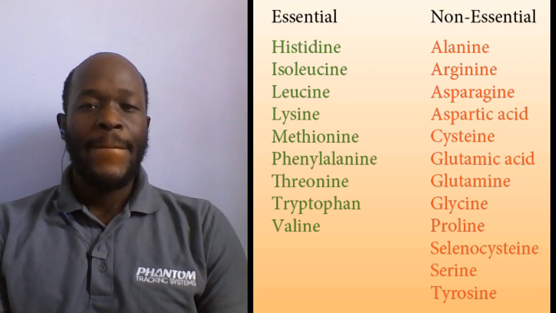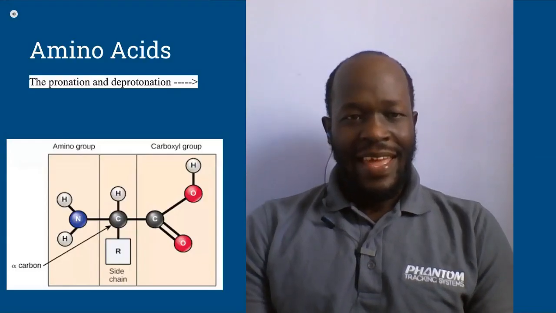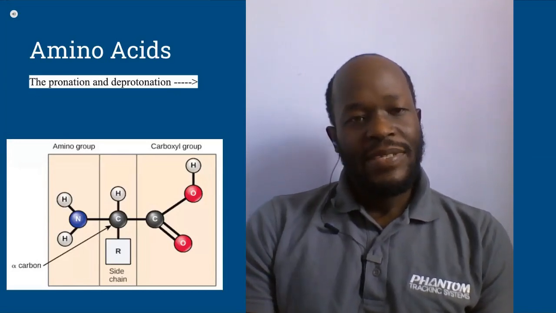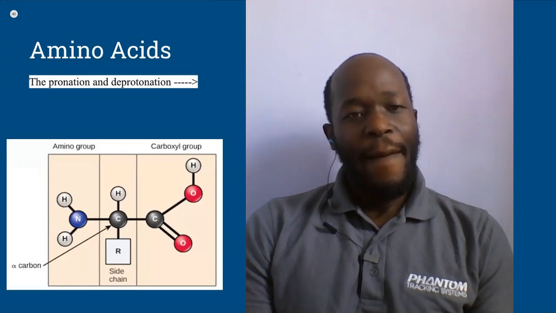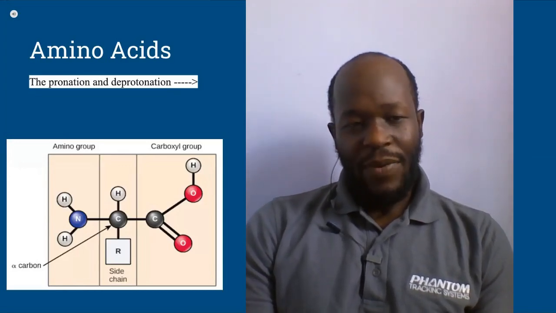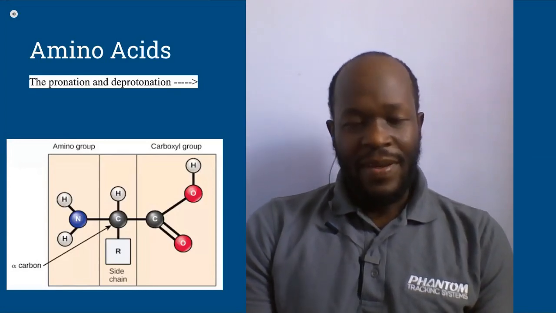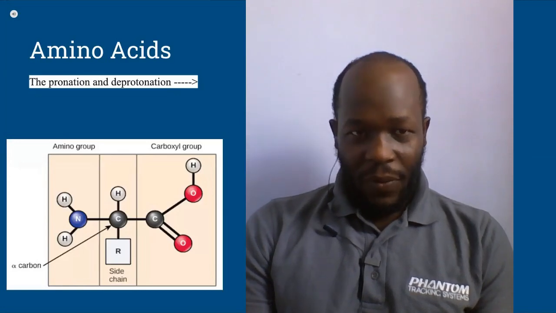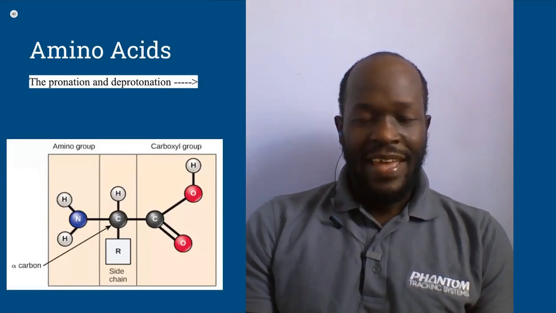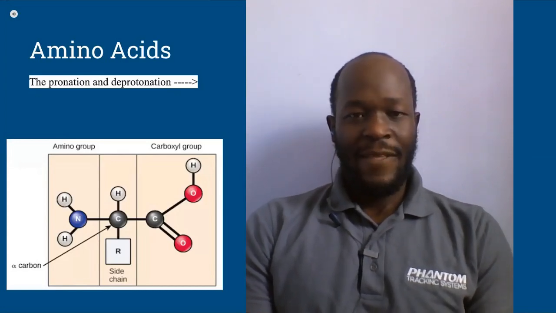Now, an amino acid has a structure that has a carboxyl group, an amine group, and an R group. Remember that an amino acid has an amine group, a carboxyl group, and an R group. We shall discuss the structure of amino acids in detail when we look at individual amino acids.